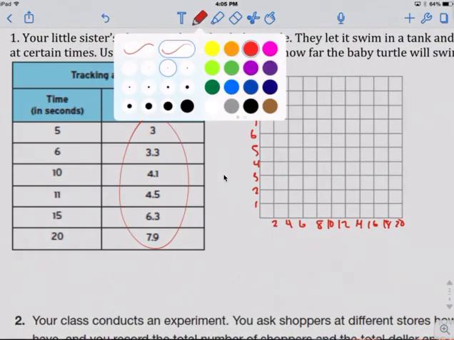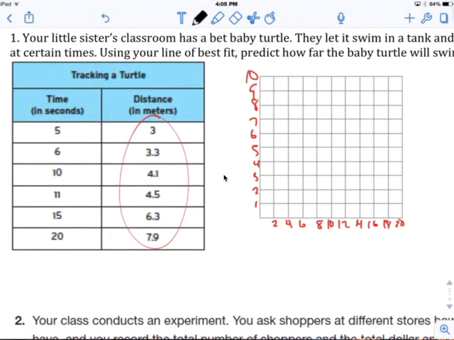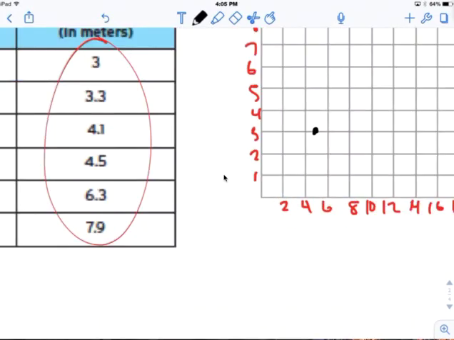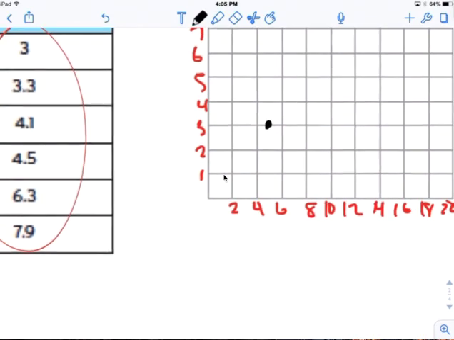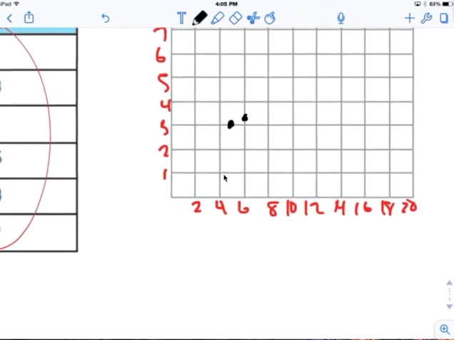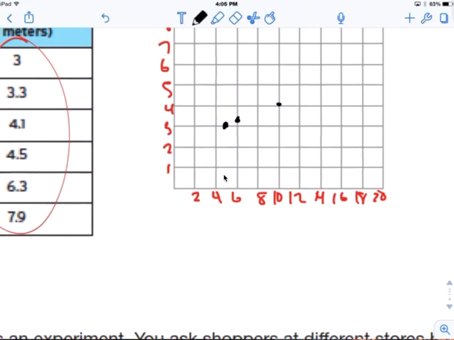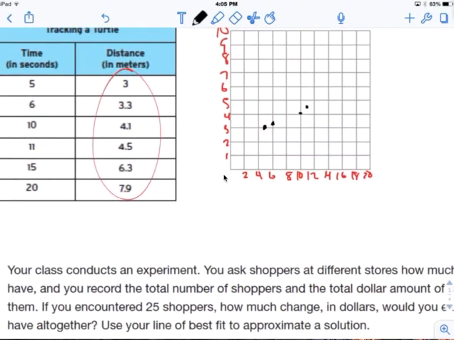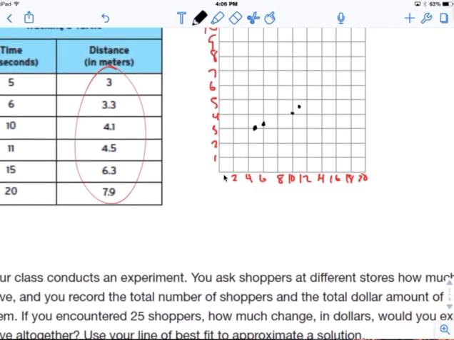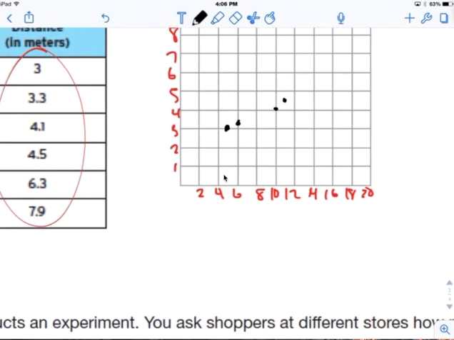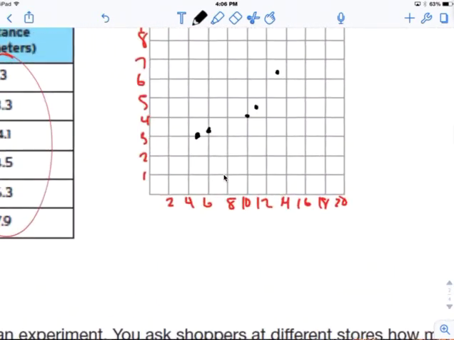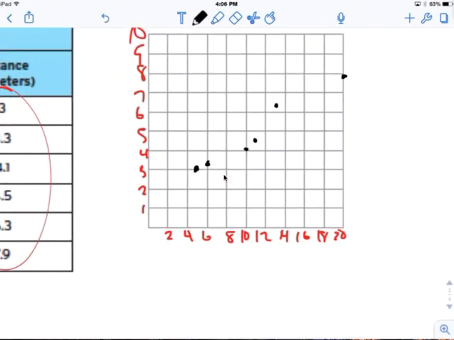Okay, and then we go 5, 3. 6, 3.3. 10, 4.1. 11, 4.5. 15, 6.1. 27.9.